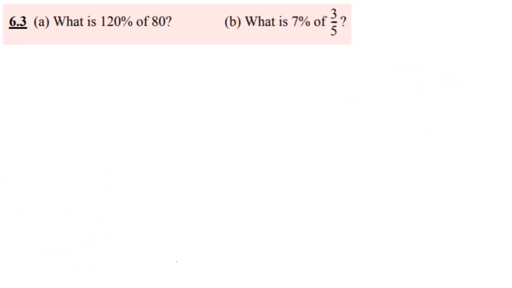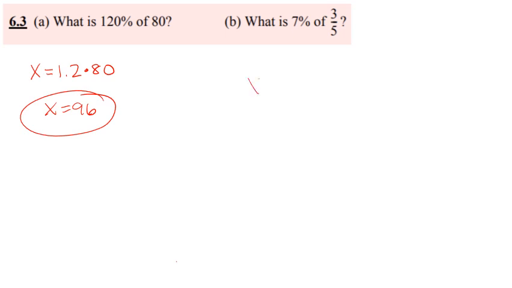Okay, so I'm going to now translate the first. That's going to be x equals 1.2 times 80. So 1.2 times 80 is 96. Again, I need to see that work.